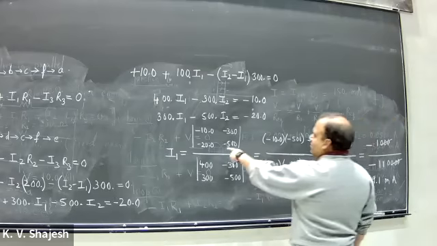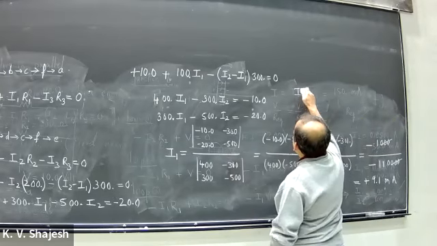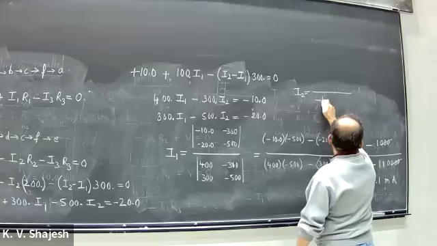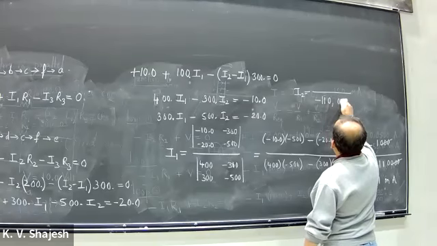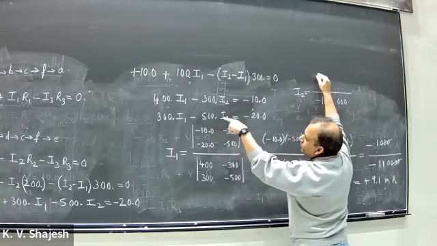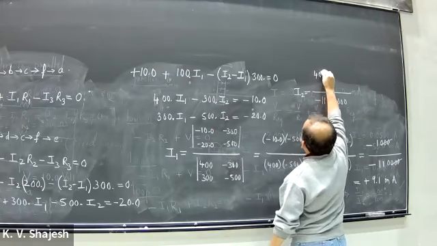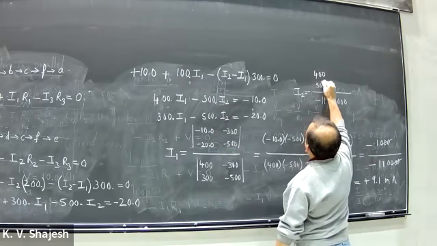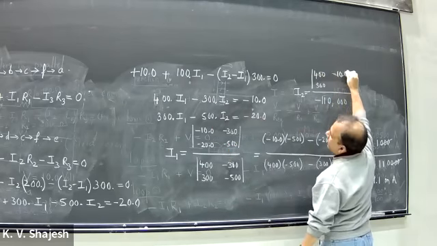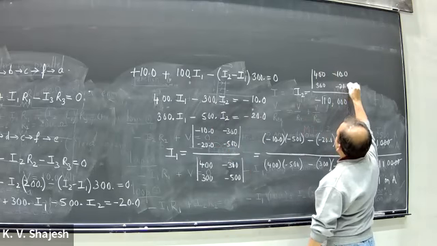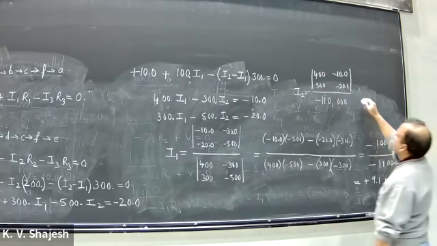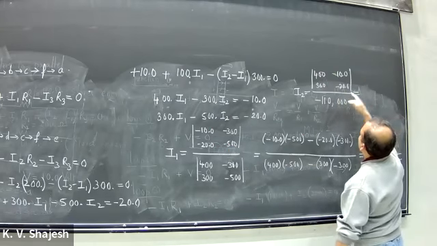Okay, then the next one, right? So next one I just have to do the numerator. So IQ would be equal to, in the denominator I have minus 110,000, and the numerator would be 400, 300, and this is minus 10, minus 20. Okay, so that's equal to 400.